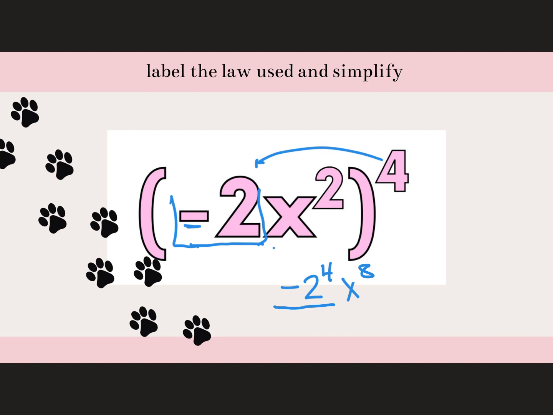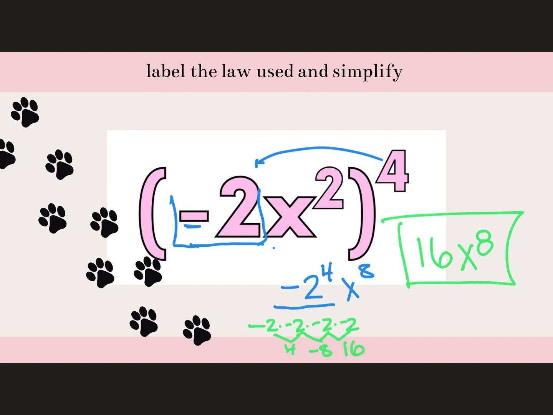So remember, if I were to expand this, that is the same as saying -2 times -2 times -2 times -2. Okay, so -2 times -2 is +4, times -2 is -8, and -8 times -2 is +16. So -2 to the 4th power is +16. Is there anything further we can do to simplify our x to the 8th power? Nope, not at all. That is as low and simplified as it can go. So this is our final answer.